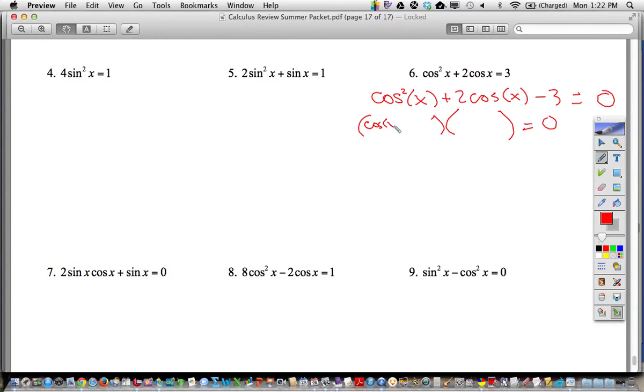So we have cosine x to get our cosine squared. And then to get 3, we'd have 3 and 1. We'd want 3 to be positive, 1 to be negative. So now you set each of those equal to 0.